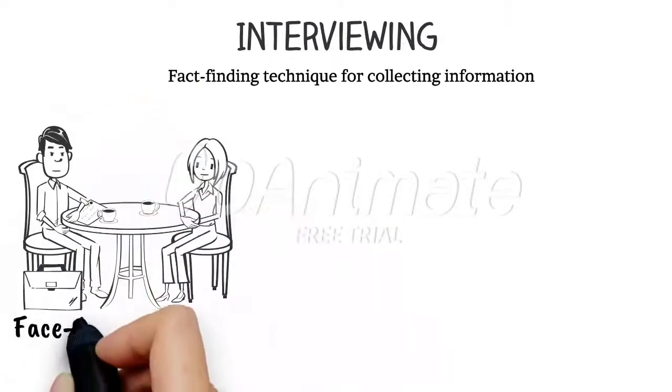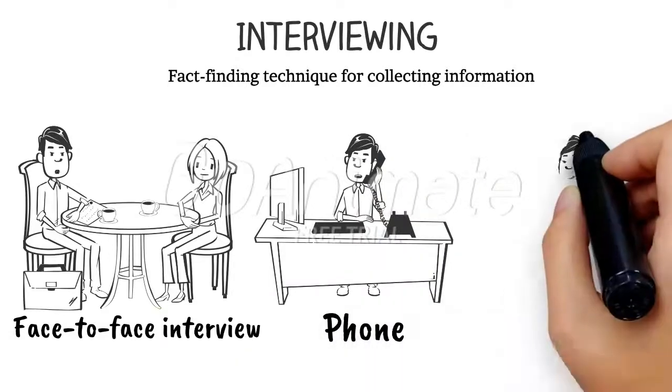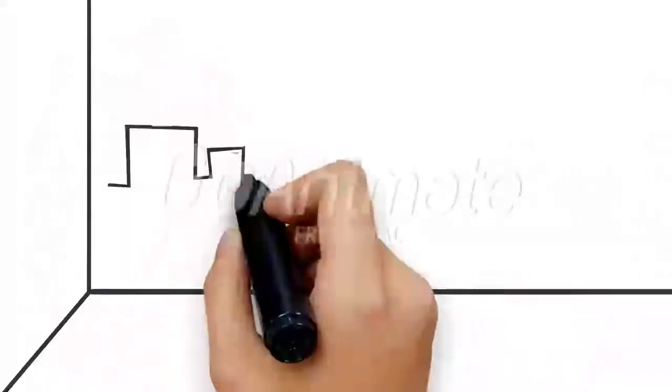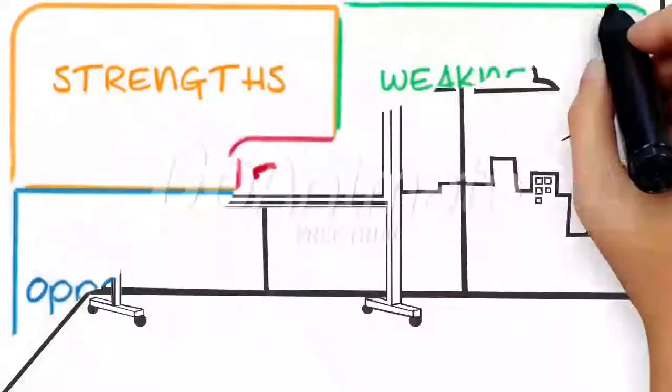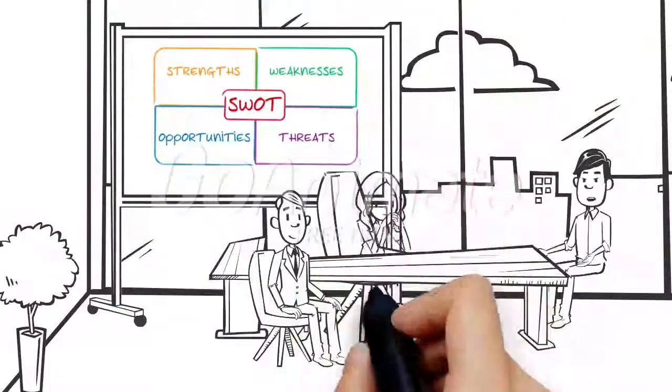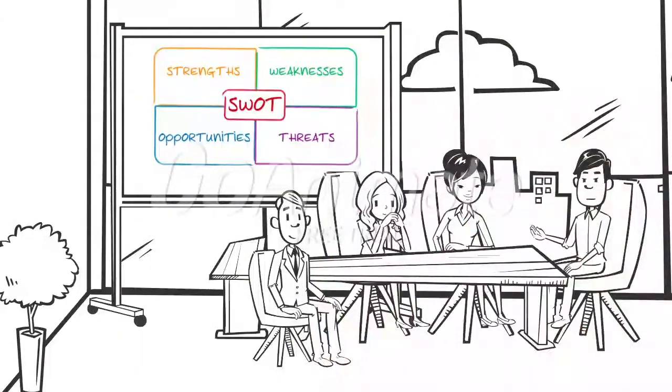Next, interviewing. Interviewing is the fact-finding technique for collecting information in face-to-face, phone, email, or instant messaging discussions. Interviewing people with similar project experience is an important tool for identifying potential risks. Another technique is a SWOT analysis of strengths, weaknesses, opportunities, and threats, which is often used in strategic planning. SWOT analysis can also be used during risk identification by having project teams focus on the broad perspectives of potential risks for particular projects.